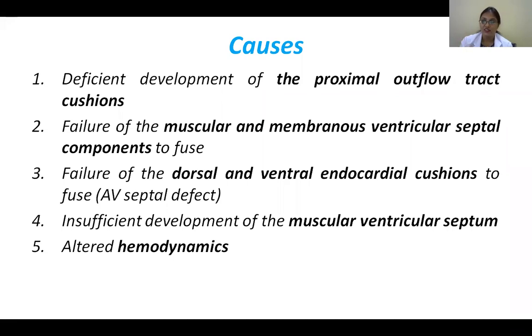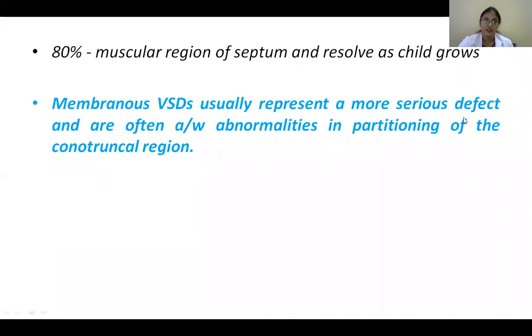Then insufficient development of the muscular ventricular septum. So though the membranous part has come up to its extent, which it has to grow, the muscular tissue is very less developed, then also there can be VSDs. And altered hemodynamics. So certain conditions which prevent the closure of the interventricular septum. So membranous VSDs are more serious and often associated with abnormalities in partition of the conotruncal region, which I've already told because of their involvement.